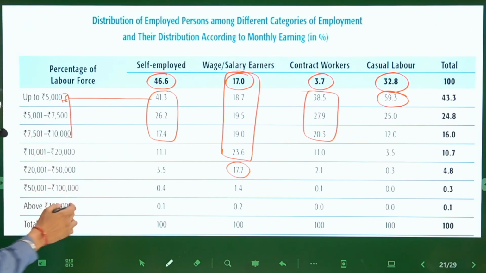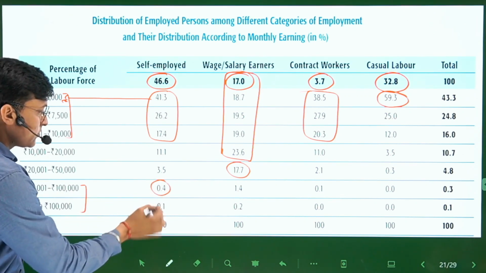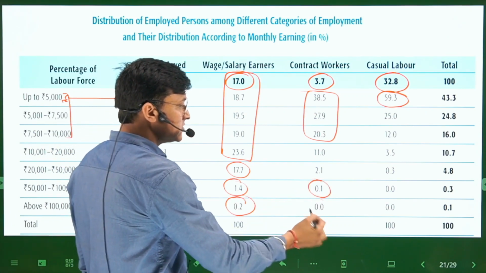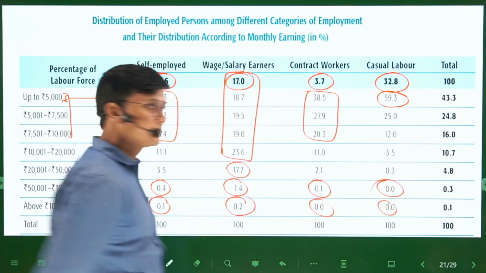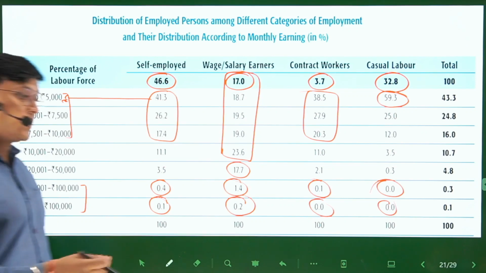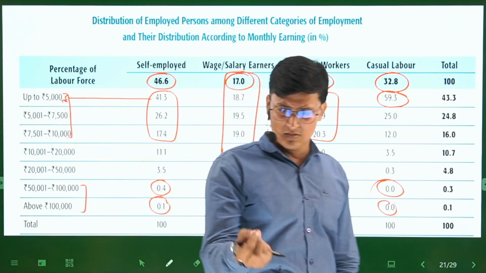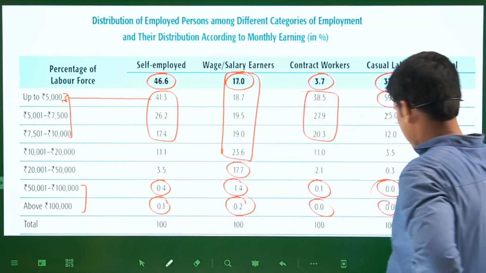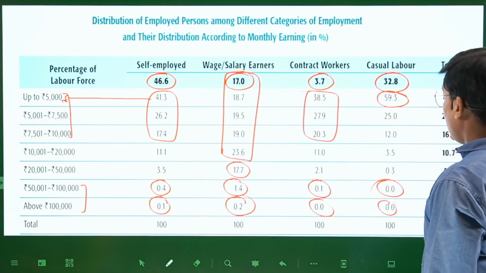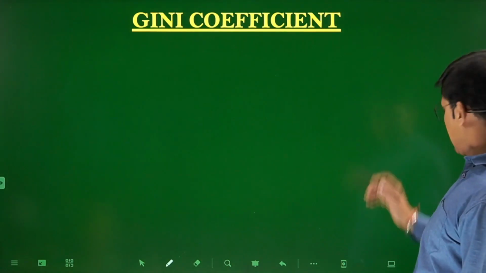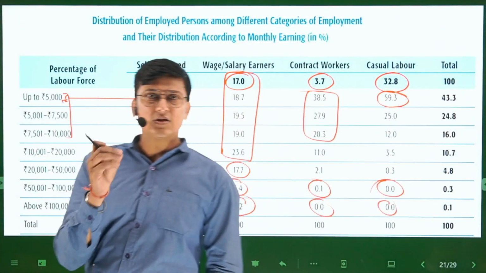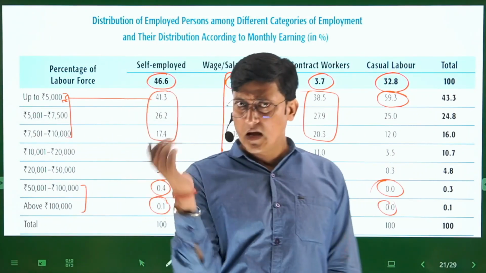Then how many people are earning a lakh rupees or above? See, 0.4%, 0.1%, 1.4%, 0.2%, 0.1%, 0%, 0%, 0%. So the people actually earning a handsome amount of money in India, you can count on the tips. Things are not very good, at least the data suggests this. Then how can we actually see inclusive growth in India or in any economy?